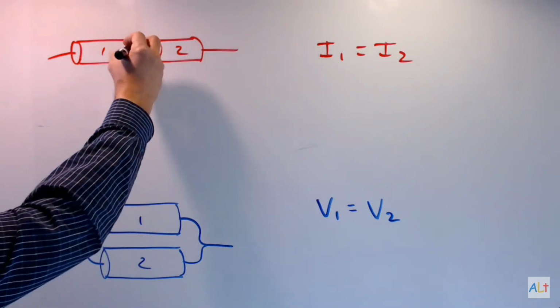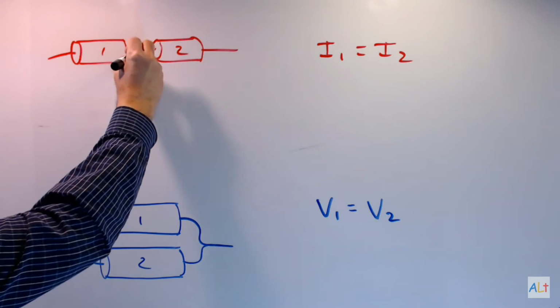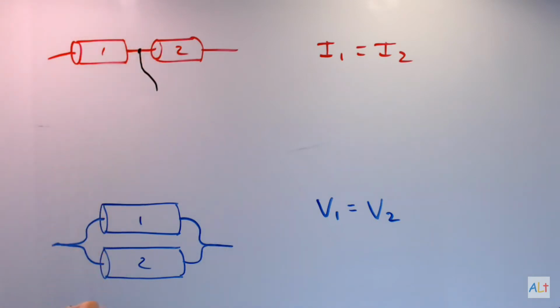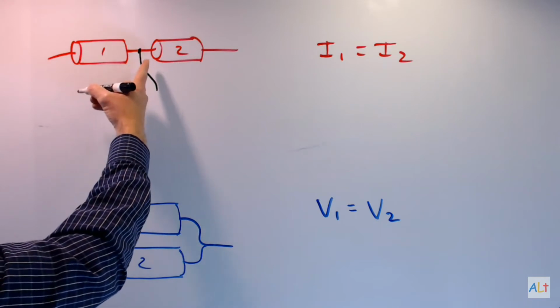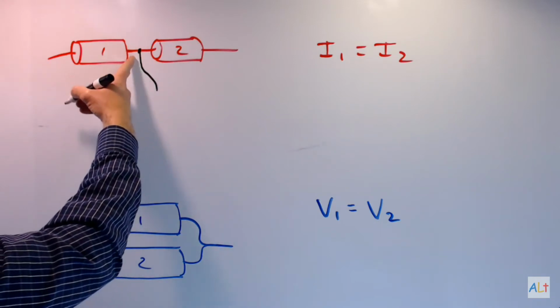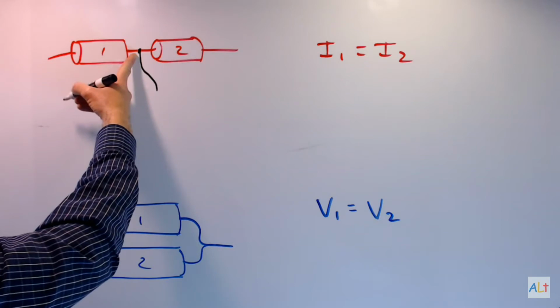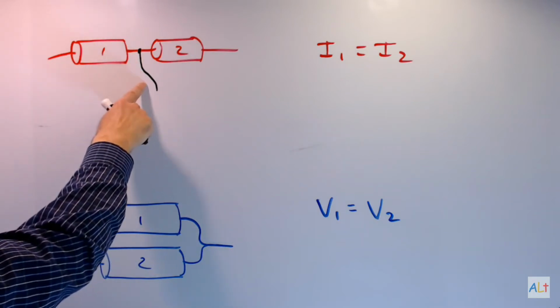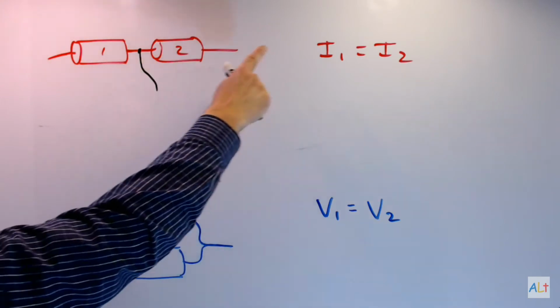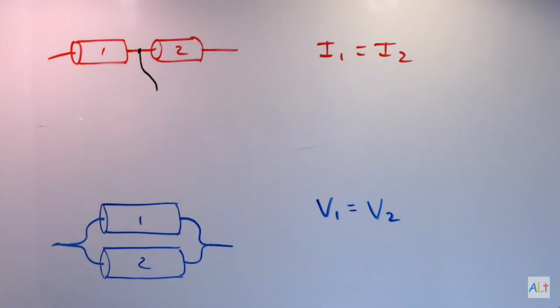If we did have a junction and another wire leading somewhere else, then these two would no longer be in series because the electrons, when they reach the junction, would have two possible routes to go. And if there's any current at all in this extra wire here, these two can't possibly be the same.